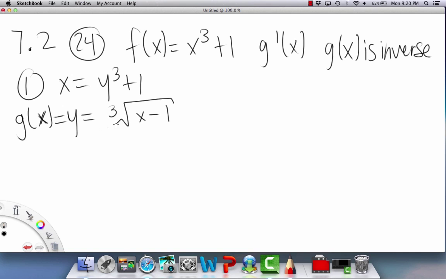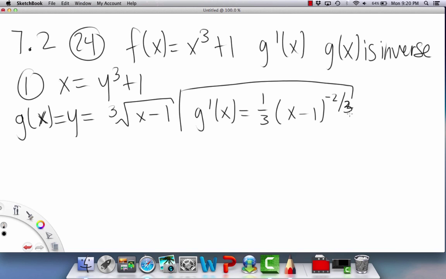Now to get the first derivative, we take the derivative. This is like a 1/3 power, so we're going to get 1/3 in front, and everything on the inside stays the same, and 1/3 minus 1 is negative 2 over 3. And if we were to do chain rule, then that's just a 1. So this is your final answer. This is our answer using method 1.